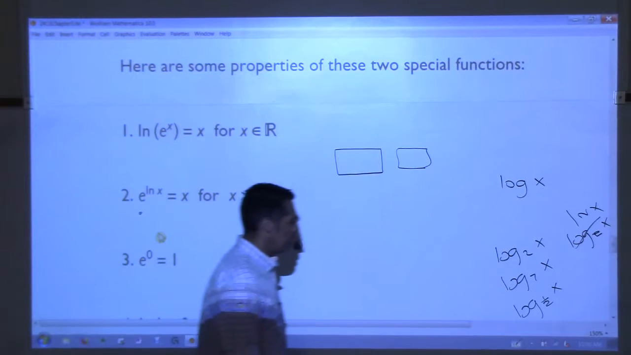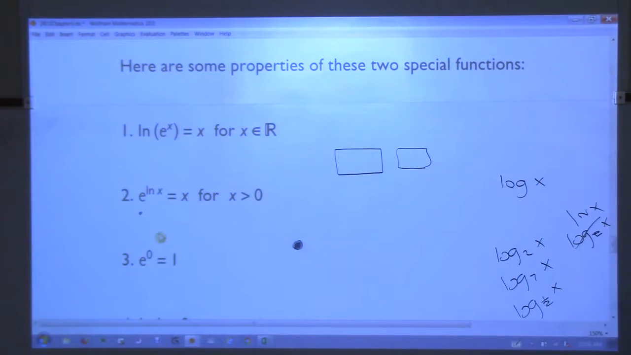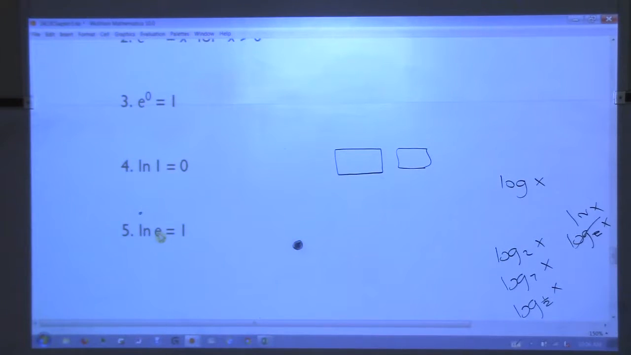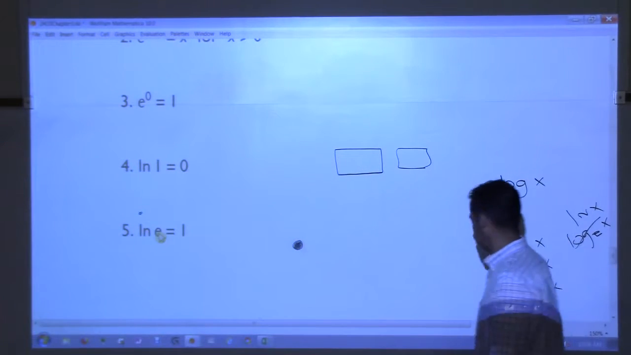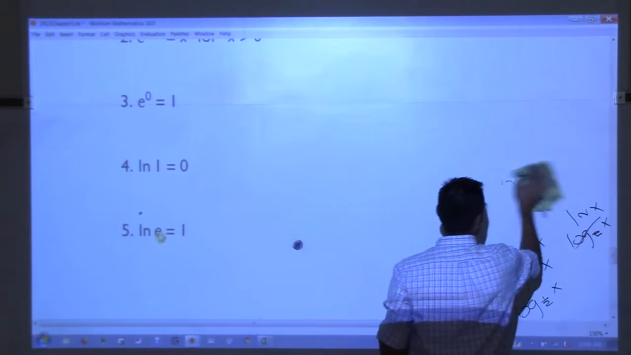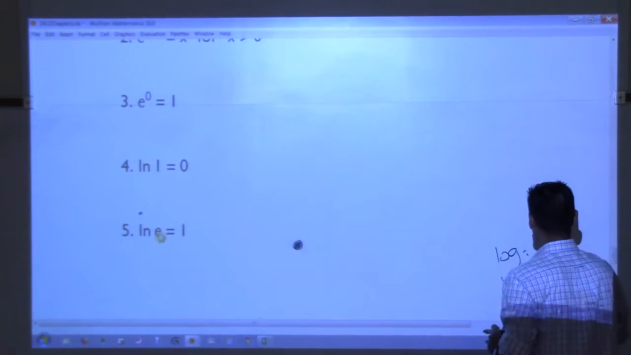We also have these properties. e to the 0 is 1. I hope you know that e to the 0 is 1. Natural log of 1 is 0. Why is natural log of 1 0?